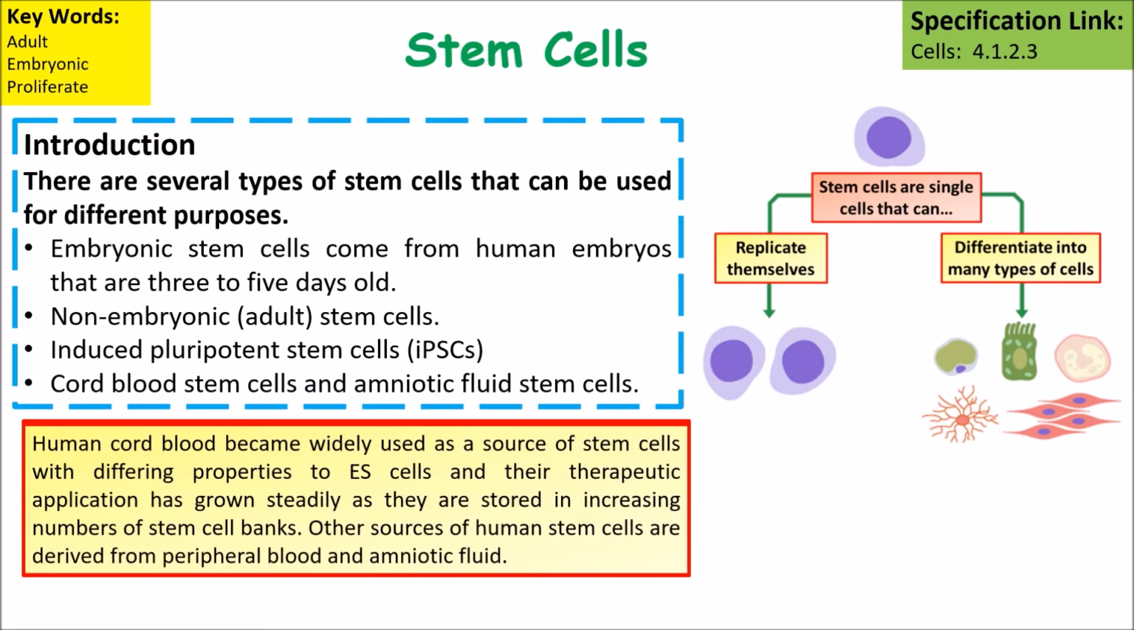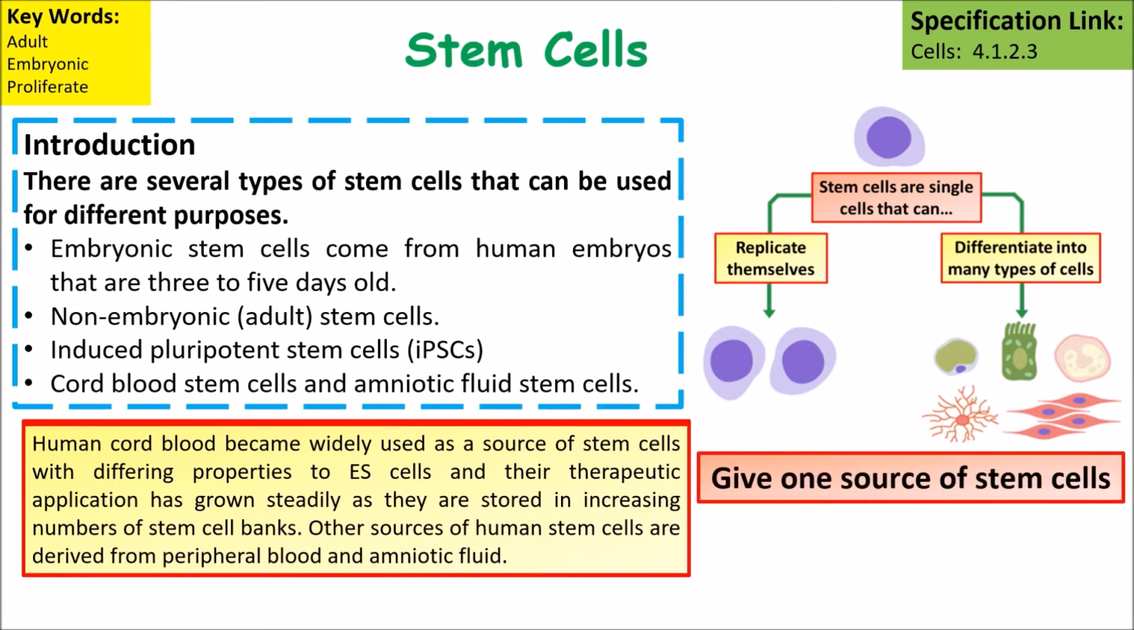Human cord blood became widely used as a source of stem cells with different properties to other types of cells in their therapeutic application, which has grown steadily over the years, and now people can choose to have these cord stem cells stored for later use. So if you're asked to give one source of stem cells, you might talk about something like it coming from embryos.